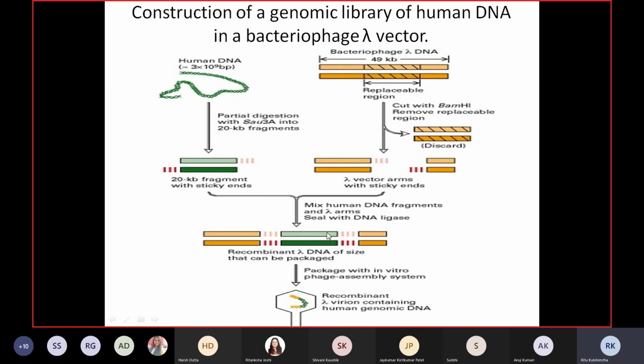Once I have this vector ready and this DNA ready, I ligate them, and you can imagine that different random fragments get incorporated inside these vector DNA ends. Once I have this ligated DNA, I can package it into the phage head. This is done with the help of a technique called in vitro packaging, because we have to find a way to put this DNA inside a phage head. I will discuss this in vitro packaging step shortly when I tell you about cosmids. I'll revisit that.